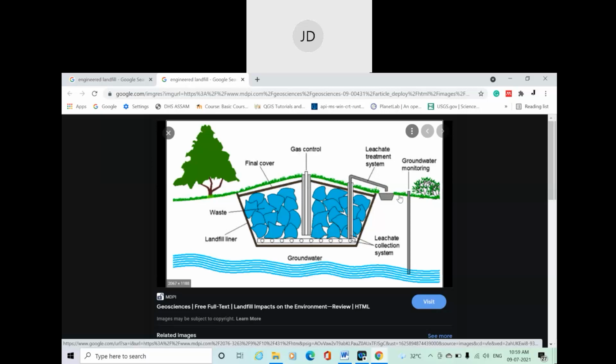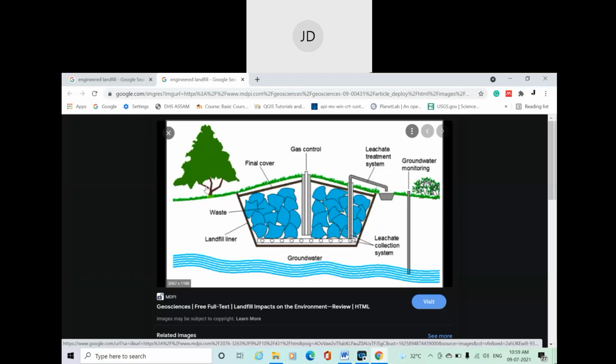We can go for treatment of the gas, and a groundwater monitoring system or borehole is directly attached to the groundwater. From here, we can collect the groundwater, treat it, and monitor its quality. Even on the top surface, you can see some green grass provided here.